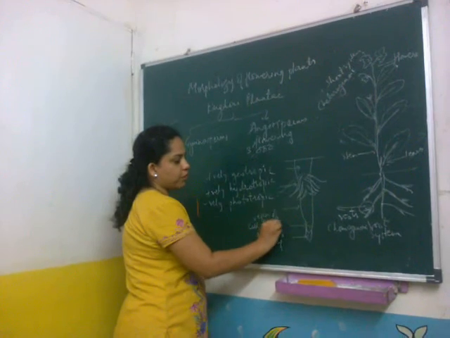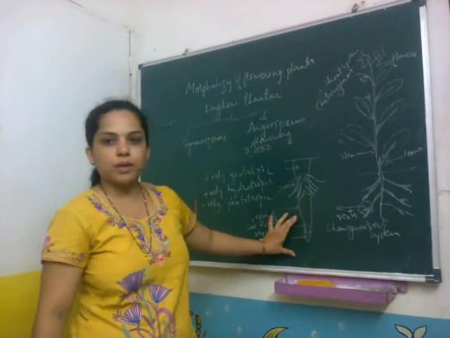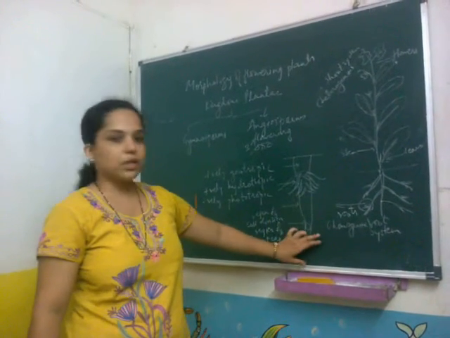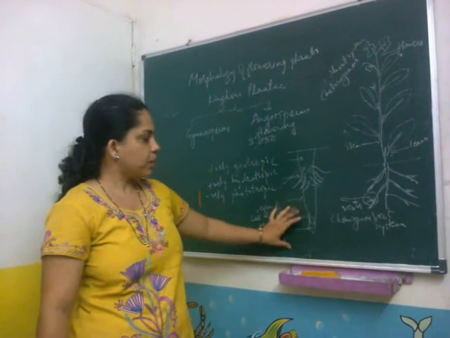The second region, as we can see, is the region of cell division. These are made up of meristematic tissues. As you must have studied in earlier standards, meristematic tissue have the power to divide. So this is the region where new additional cells are added to the root.